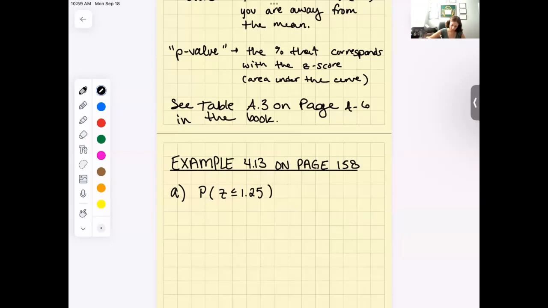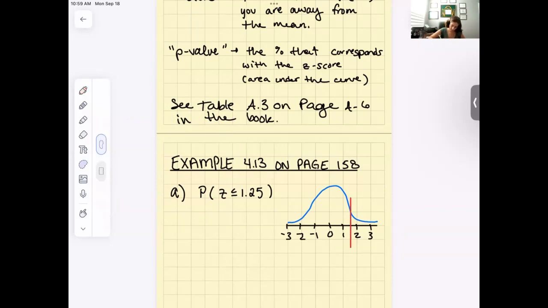So the way you do that, you start by drawing a picture. This is not optional. You should always draw your picture. And you can just leave tick marks like 0, 1, 2, 3, negative 1, negative 2, negative 3. And you draw a line of what they're talking about. So they said 1.25, so you're going to draw a line at 1.25 approximately. Less than or equal to means you're going to shade to the left. And then you are going to go find the probability. So you're going to write P equals, and you're going to use the table. So go and see if you can use the table.